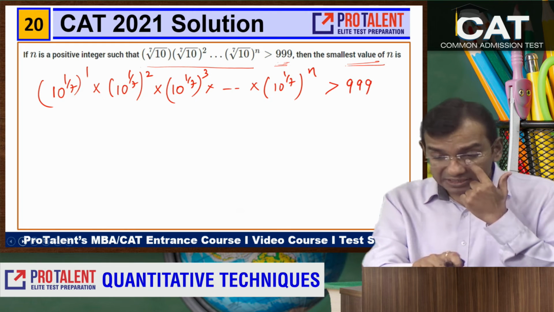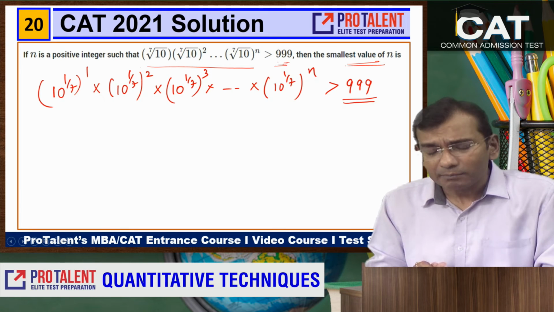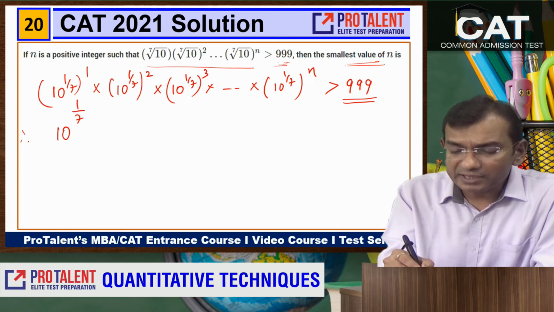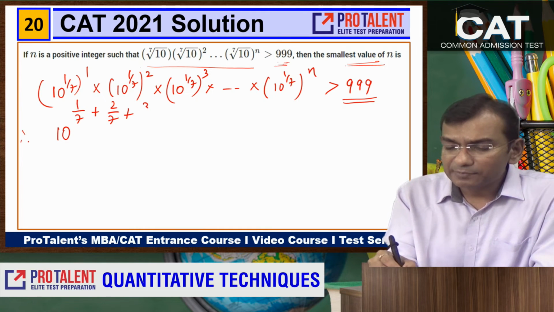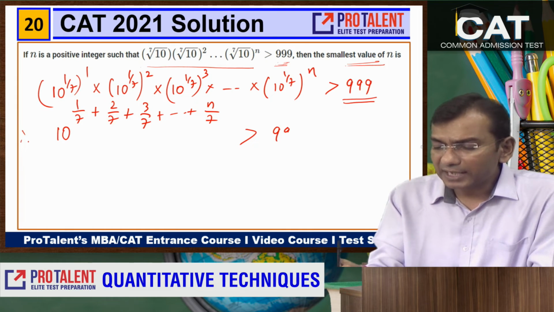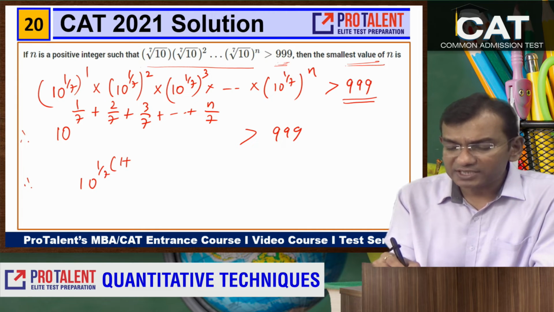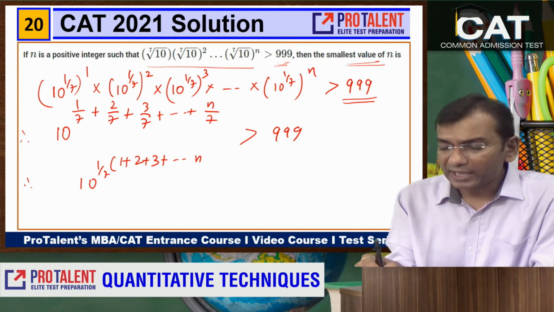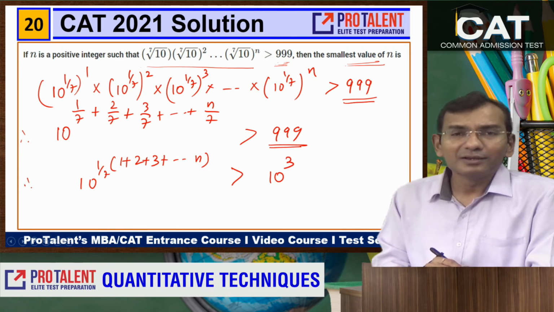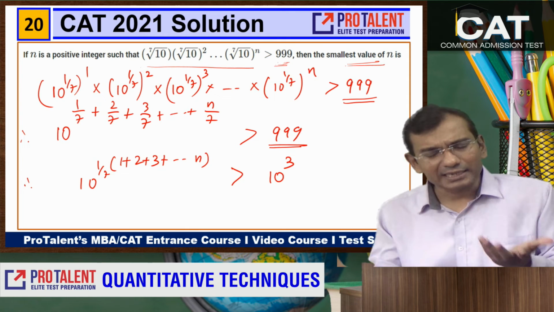ठीक है. Now everything is connected to 10. This 999 has no connection with 10, but I can very well do it in a few minutes, but just a minute. So this is 10 to the power 1 by 7 plus 2 by 7 plus 3 by 7 plus up to n by 7 is greater than 999. So this is nothing but 10 to the power 1 by 7 और ये हो गया आपका 1 plus 2 plus 3 up to n हो गया. And let me convert this very near to 10 to the power 3. ये सर वैसे देखा जाए तो उससे कम है ना, बट आई कैन डेफिनेटली डू दिस.